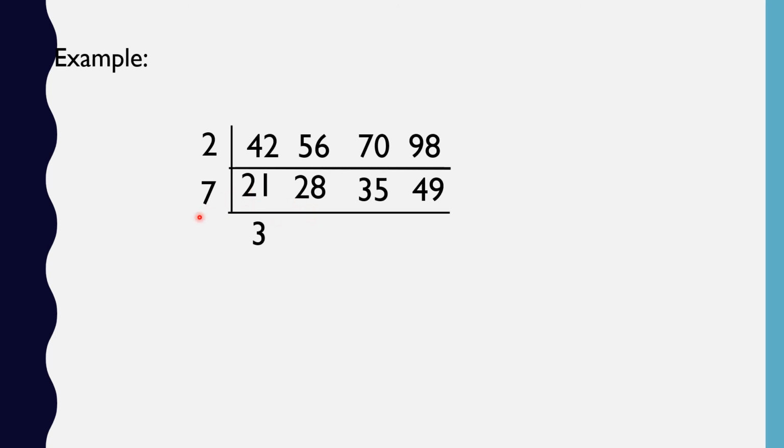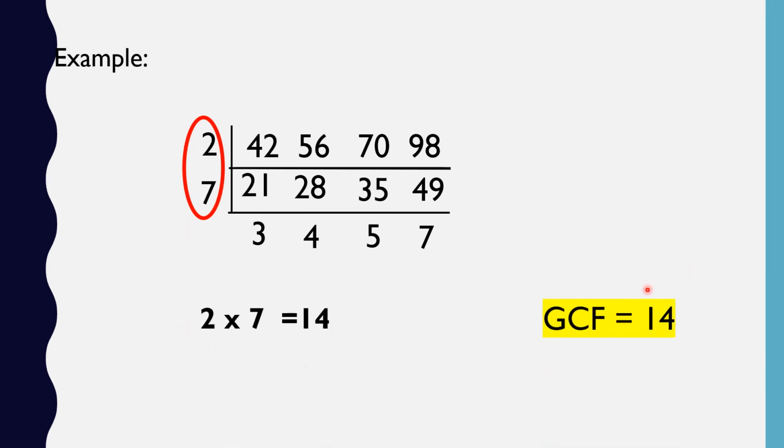28 divided by 7 is 4. 35 divided by 7 is 5. And 49 divided by 7 is 7. Now, 3, 4, 5, and 7 are relatively prime numbers. So we are going to take 2 and 7. 2 times 7 is 14. So our greatest common factor is 14.